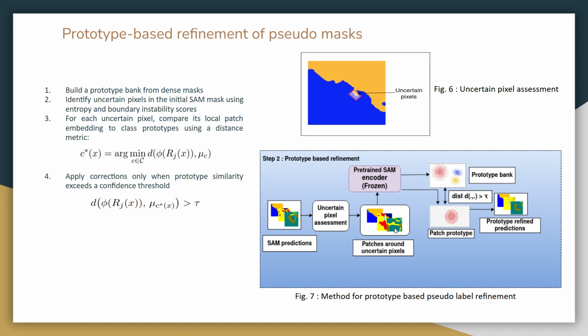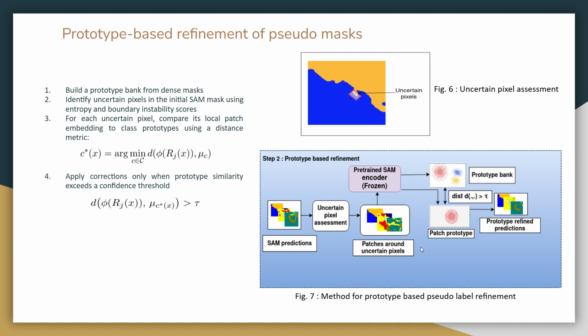But we do not immediately assign the class of the nearest prototype in the prototype bank to this patch. What we do is, if the similarity between the patch and the class prototype exceeds a confidence threshold, only then do we correct this label. Otherwise, we keep the patch as belonging to the original class that it was predicted. So intuitively, SAM gives geometric intuition while prototypes provide semantic grounding.